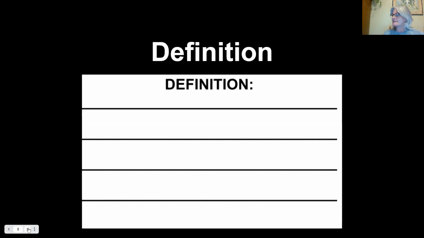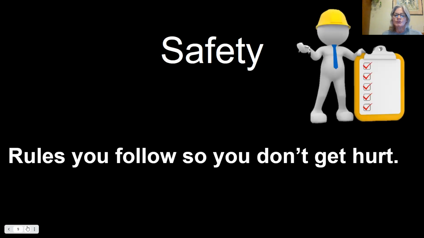Now it's time to write the definition of the word safety. We kind of went over it in the anticipatory set, what you thought it meant. So this is how we're going to define safety: rules you follow so you don't get hurt. Please take the time to write the definition.